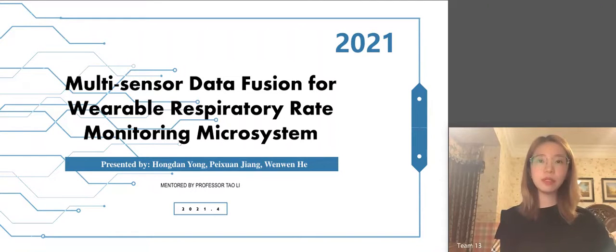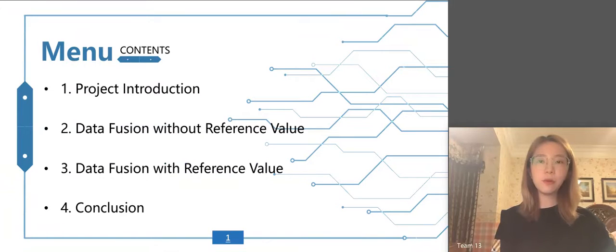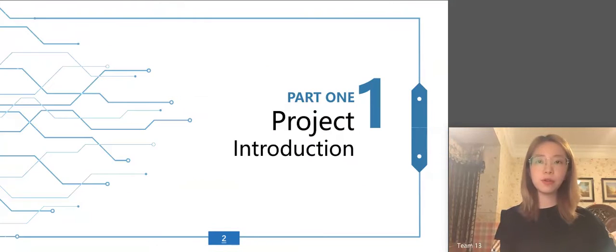Our project name is Multi-Sensor Data Fusion for Wearable Respiratory Rate Monitoring Microsystem. We have team members Wenwen, Peixuan Jiang, and me, Hongdan Yang. All of us are from EE. Our advisor is Dr. Cao Li. Totally, we have 4 parts to introduce, and the first part is the project introduction.